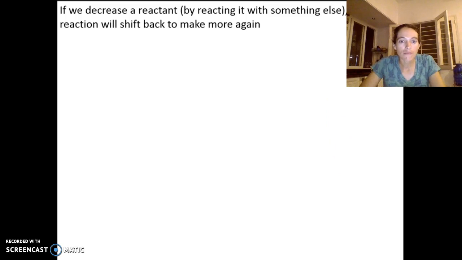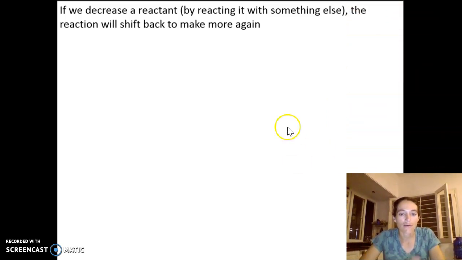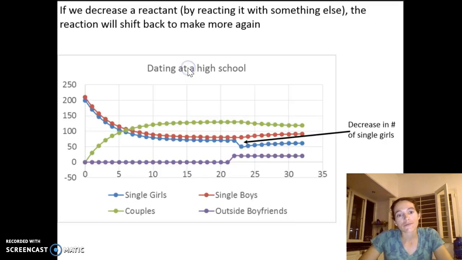So similarly, we talked about adding reactants. You could, of course, add products. It's the exact same thing, but from the opposite side. But if we decrease a reactant, the reaction will shift to make more of it. Look at this example. Girls start dating boys from other schools. Some of the couples start breaking up, and we get a little bit more of the singles forming to make up for those that got taken out.